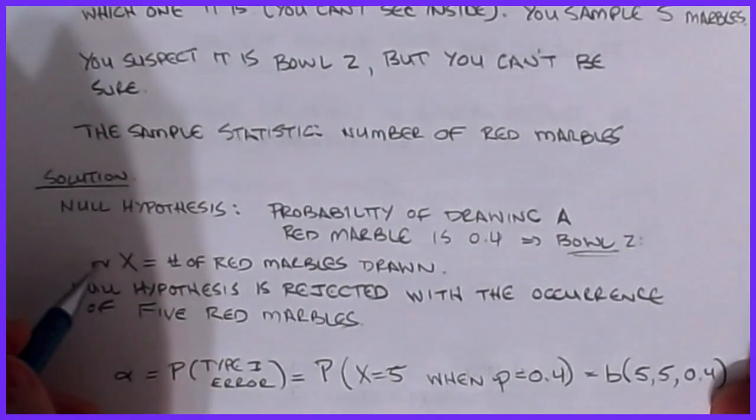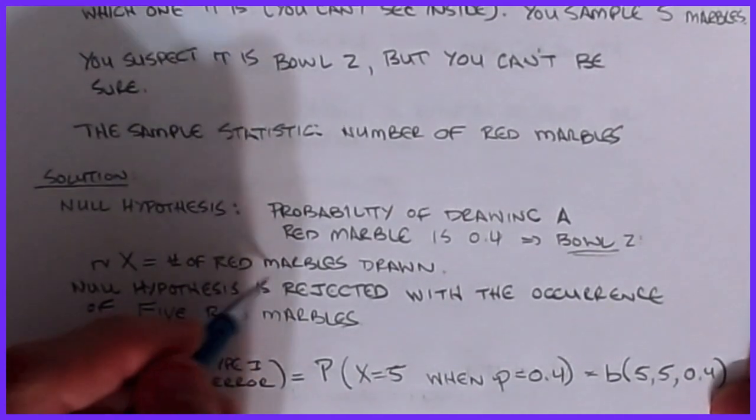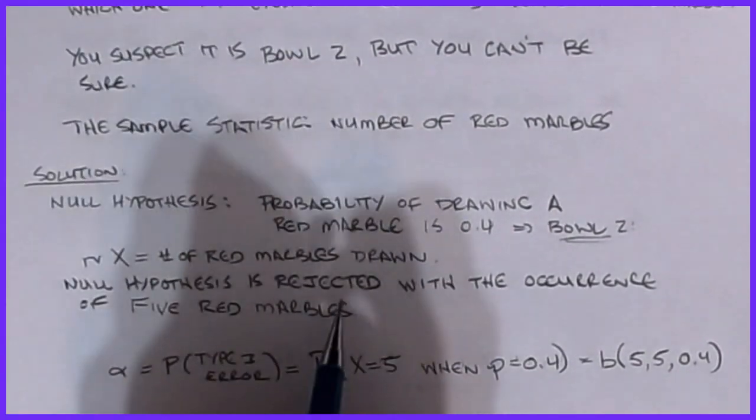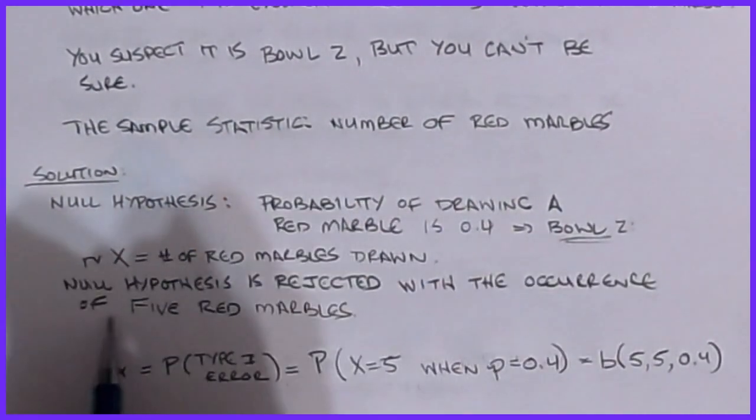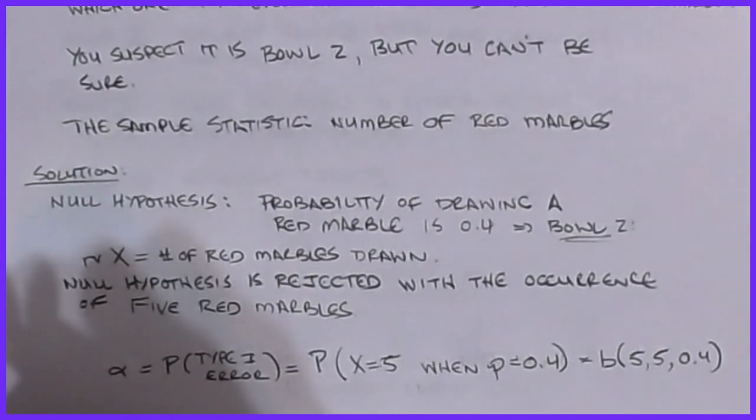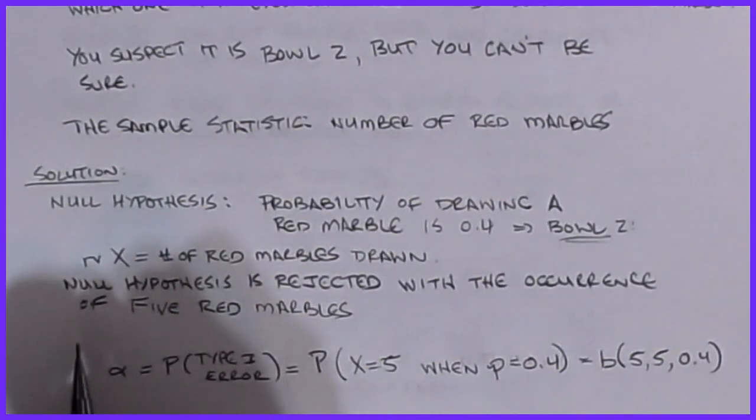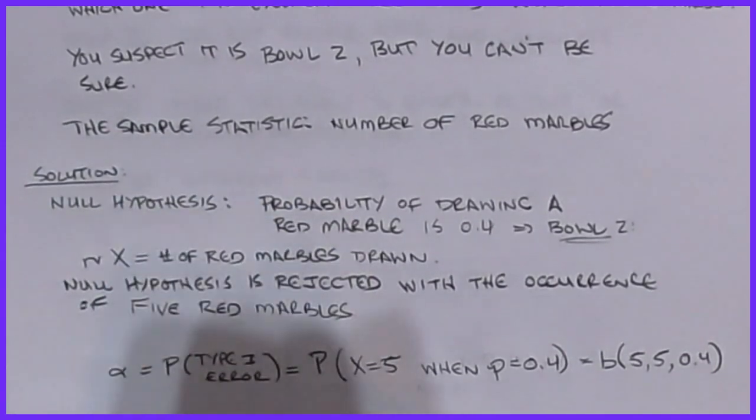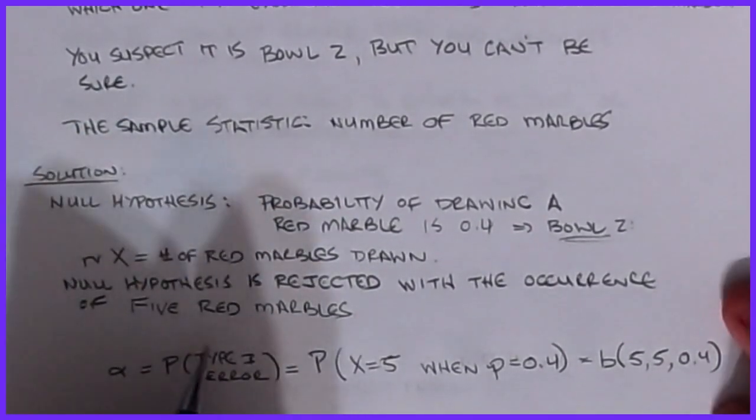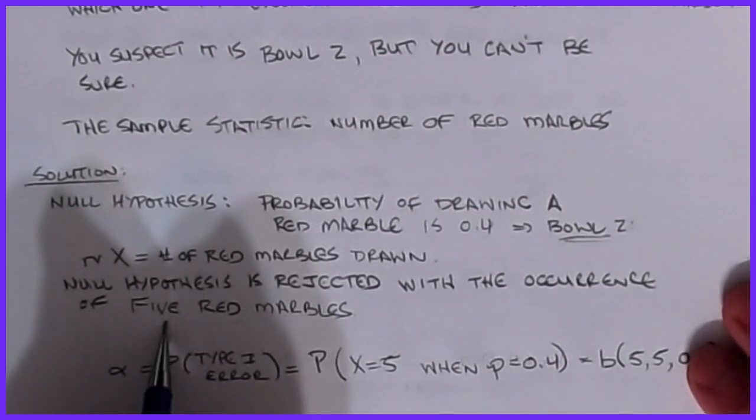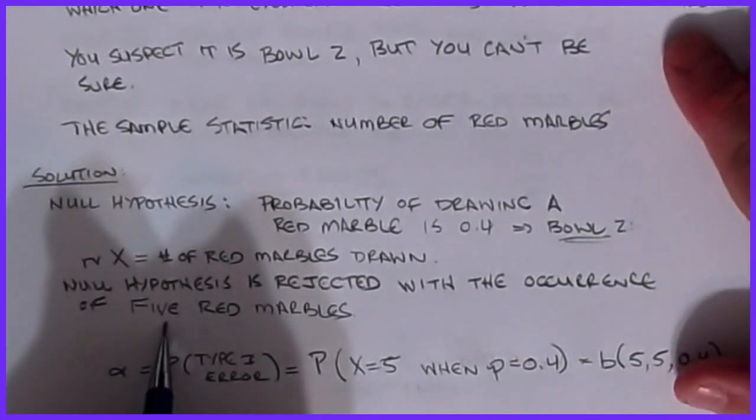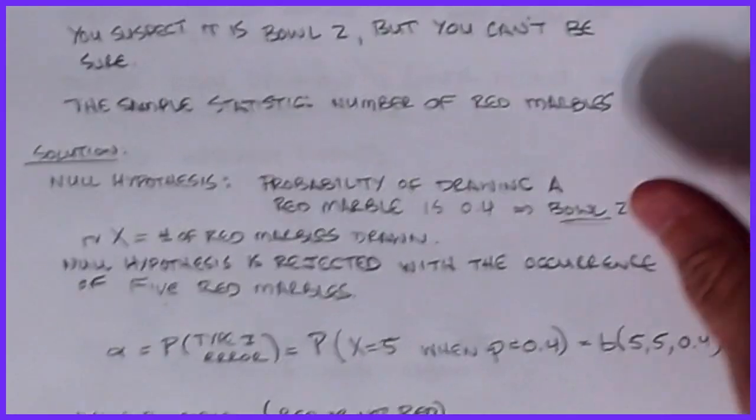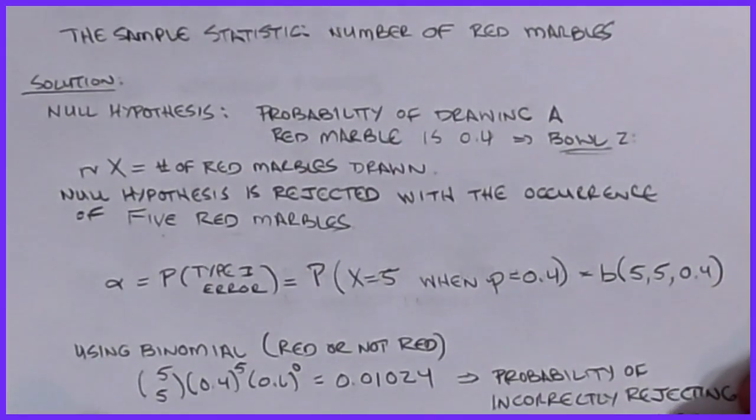We're going to define a random variable x as the number of red marbles that are drawn. Then the null hypothesis is going to be rejected with the occurrence of 5 red marbles, and that's going to be our criterion for rejecting it. Again, we didn't specify an alpha value, but we can start to show how we can back our way into this. So 5 red marbles is what we're looking to see out of the 5 marbles pulled in the sample. This is basically a binomial situation.